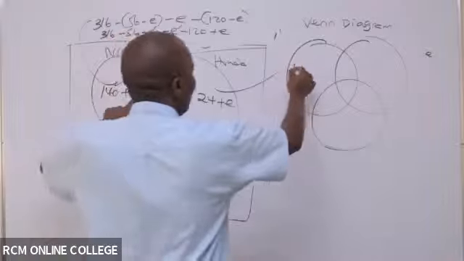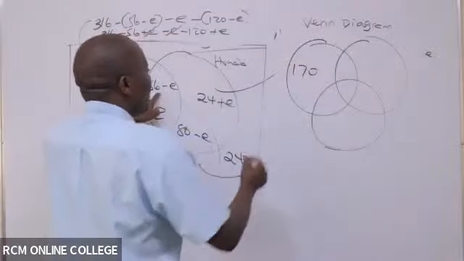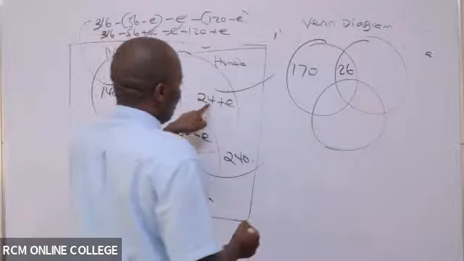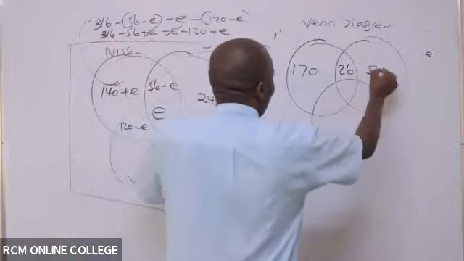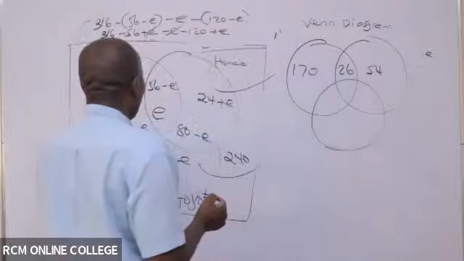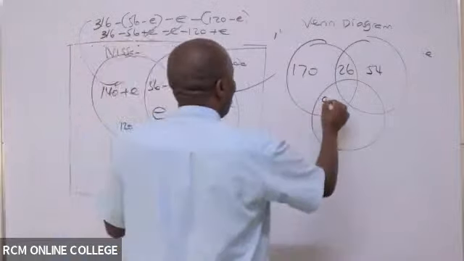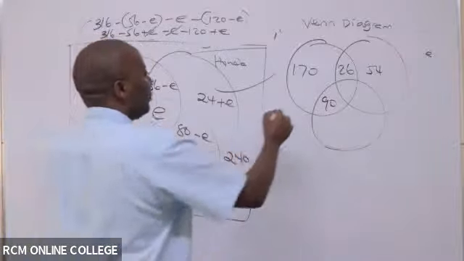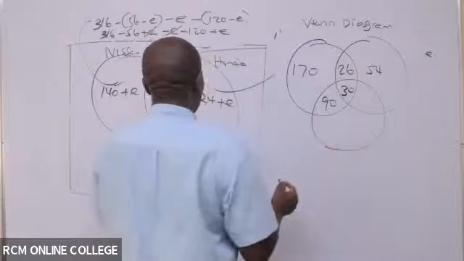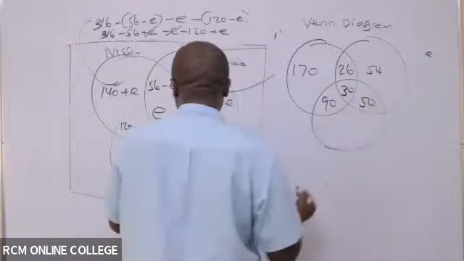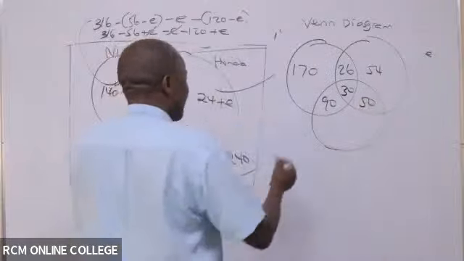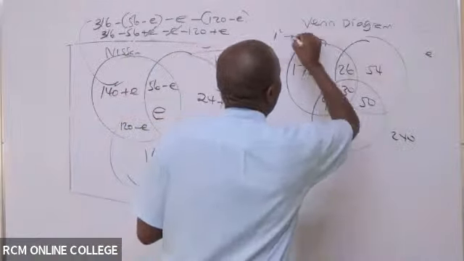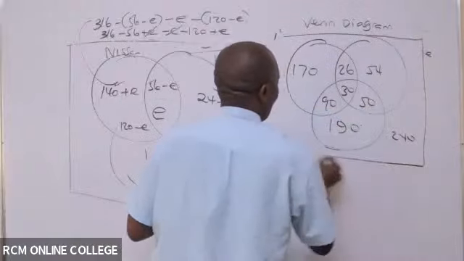So this space here we have 170. This space now will be 26 because of 56 minus 30. This space will be 24 plus 30, which gives me 54. 120 minus 30, so this gives me 90. This is 30. This is 50. This is 190. This is 240. So that is the end of your presentation of the Venn diagram.